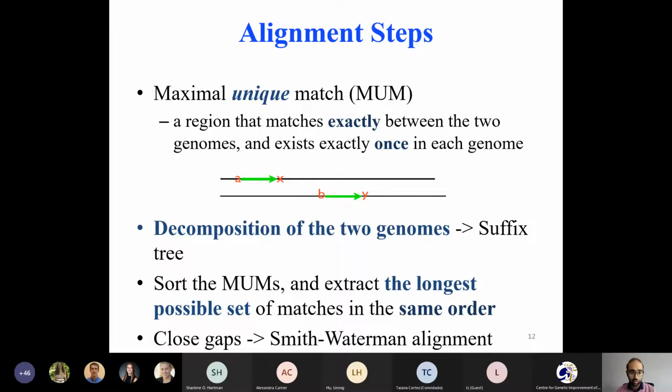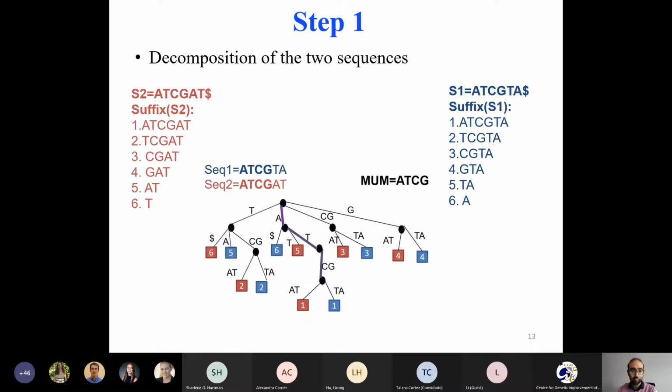similarity, it tries first to decompose the two genomes onto the suffix tree, and then sort all the exact matches that we have on that element, and extract the longest possible set of matches which are in the same order. And then when there are gaps between the two genomes, they use Smith-Waterman alignment, which usually was used for local alignment of small DNA sequences.